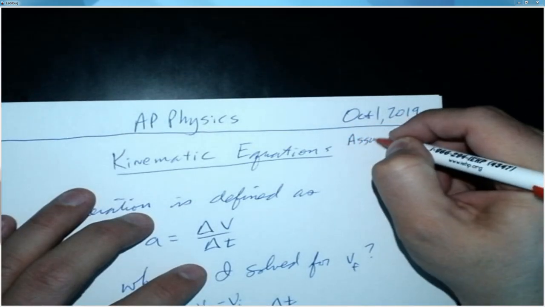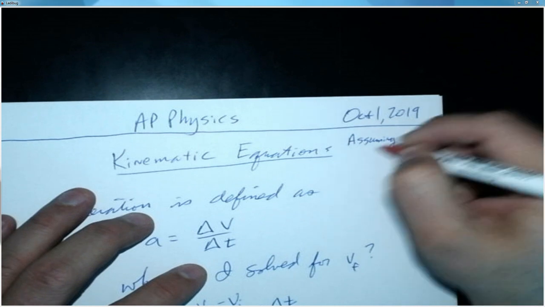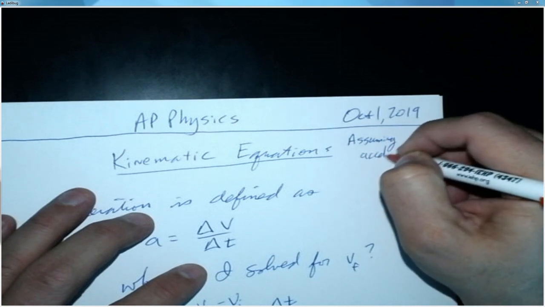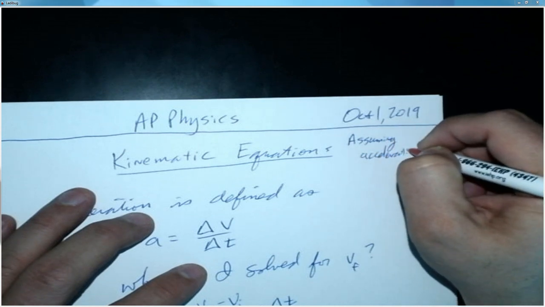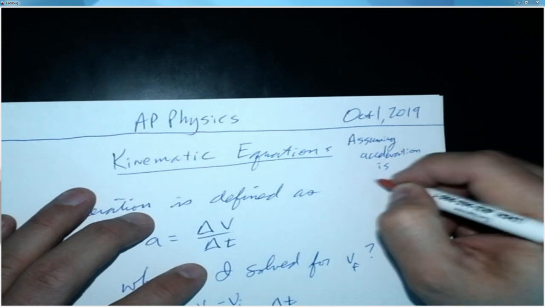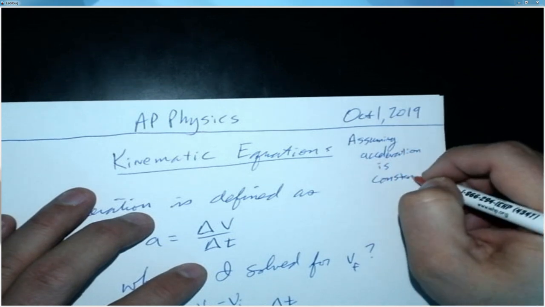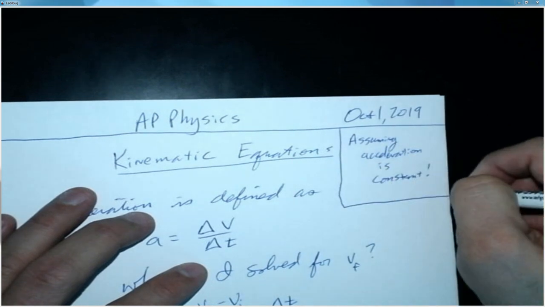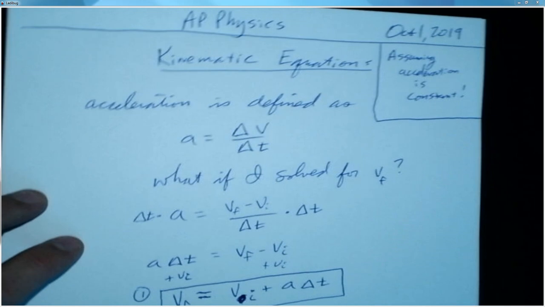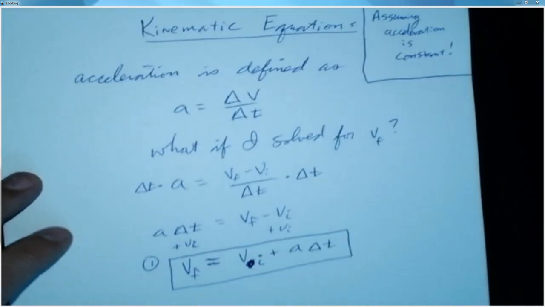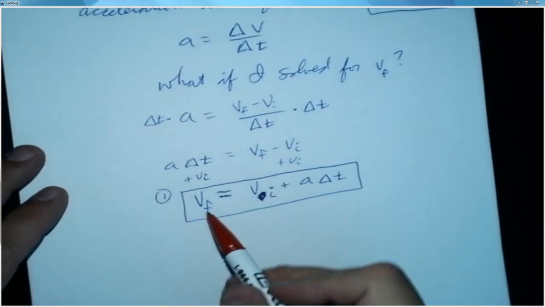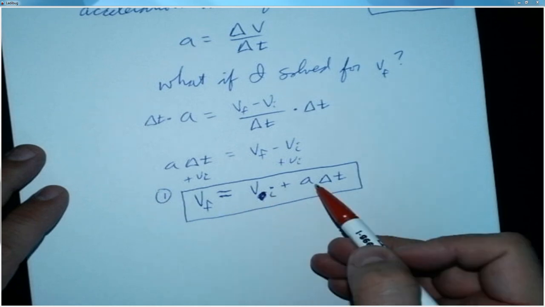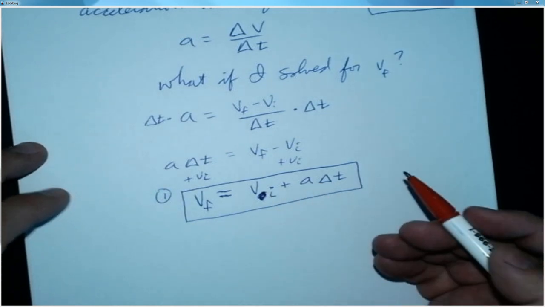Assuming acceleration is constant. And I'm going to put an exclamation point. So these equations assume that acceleration is constant. If you don't have constant acceleration, none of these equations are going to apply. All right, so here's the first one. The final velocity is equal to the initial velocity plus the acceleration times the change in time.